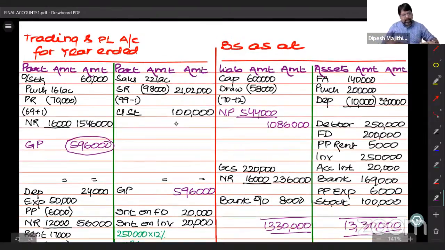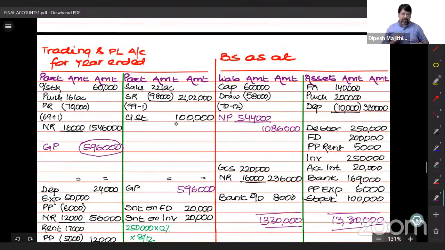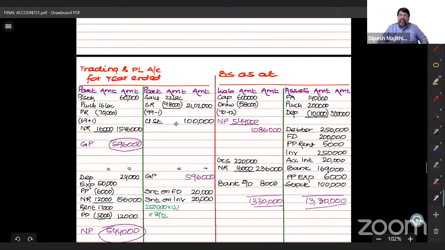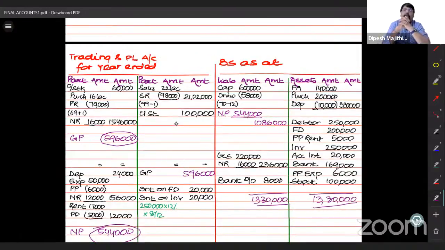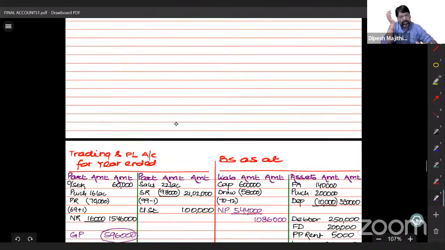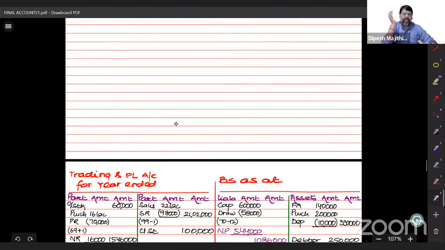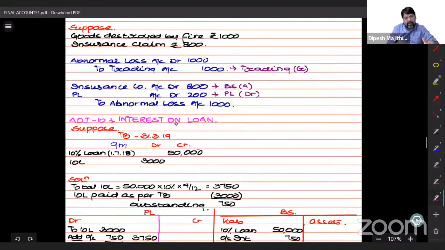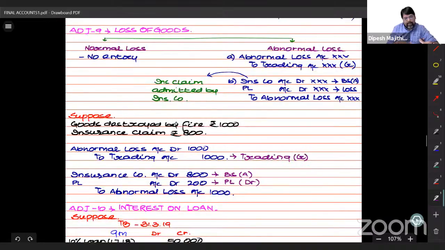Am I clear, chartered? This is your entire final accounts, trading, PL and balance sheet, charter. Am I clear? So that was all for your final accounts. I just wanted to show the final accounts. I hope you would have either solved it or taken a pick or whatever would have been comfortable for you, chartered. And this is your adjustments which we had discussed. If you want to take the pick of it also, you can take.